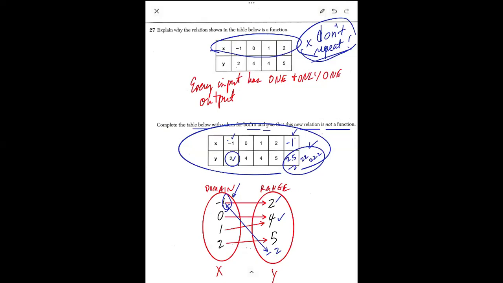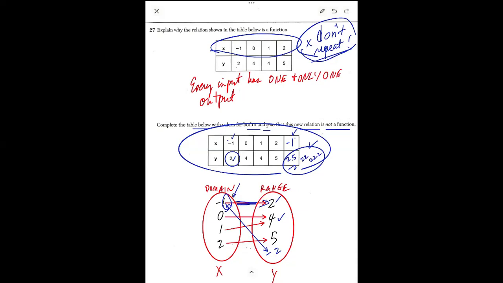You can have any arrow going from any input to the same output as many times as you want. Let me say that one more time because I didn't say it quite right. I could keep doing this forever. This arrow is going over to 2, this arrow is going over to 2, this arrow is going over to 2. It doesn't matter. As long as it's going to the same output every single time, that's a function. It's when it goes to that output and another output that it's no longer a function.